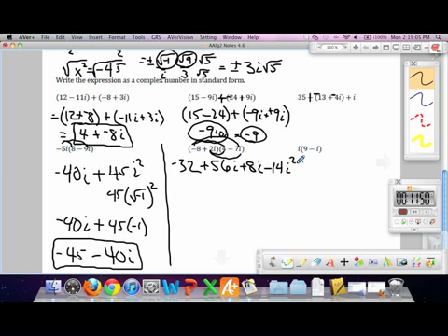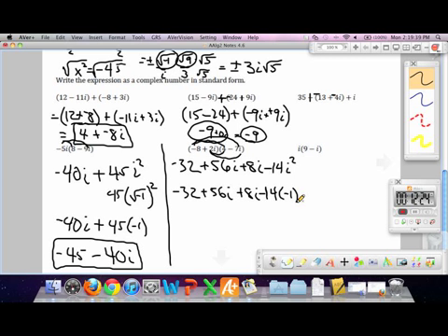What did we say was nice about i squared? The terms of the coefficient. What's square root of negative 1 squared? So this is really, say, negative 32 plus 56i plus 8i minus 14 times negative 1. Because i squared is negative 1. So 14 times negative 1, you just get positive 14.